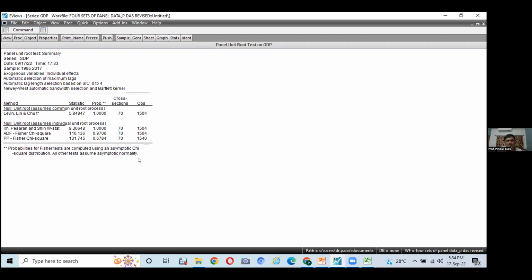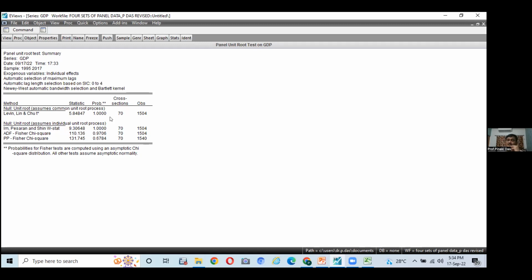If the value of the probability is less than 5% for a particular statistic, then we can say that this test is statistically significant. If you consider first the Levin-Lin-Chu method, the estimated value of the test statistic is 5.84, and its level of probability, that is, the level of significance, is 1.00. If we transform it into percentage form, we multiply it by 100. Then it is actually 100%.